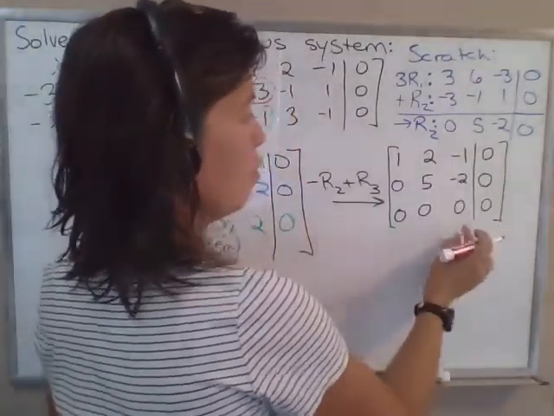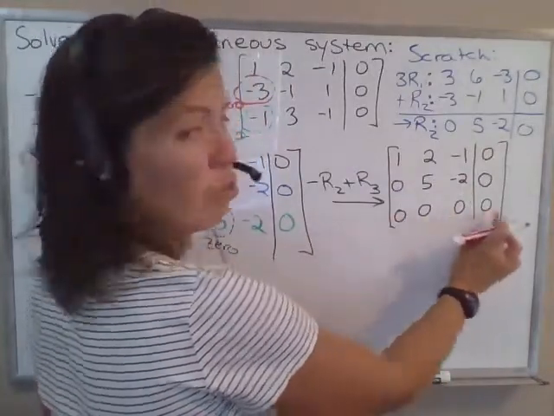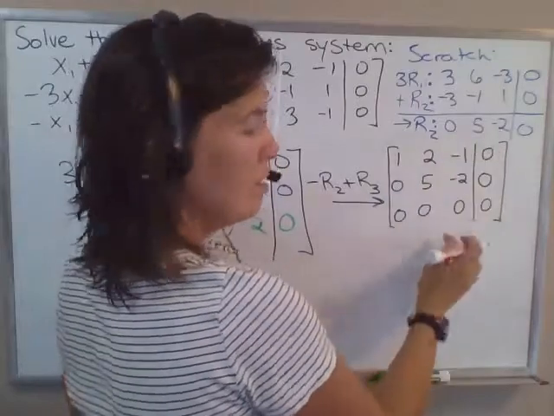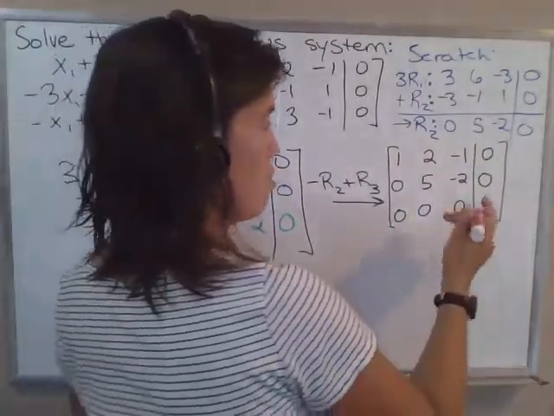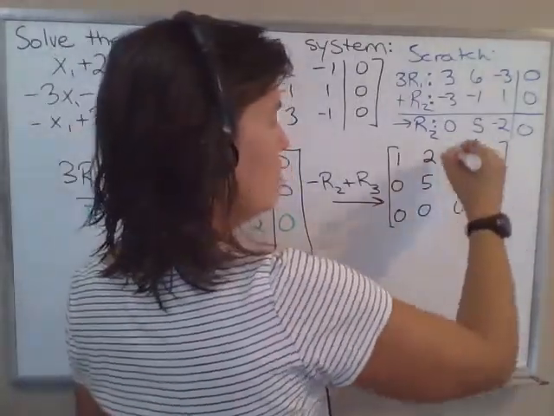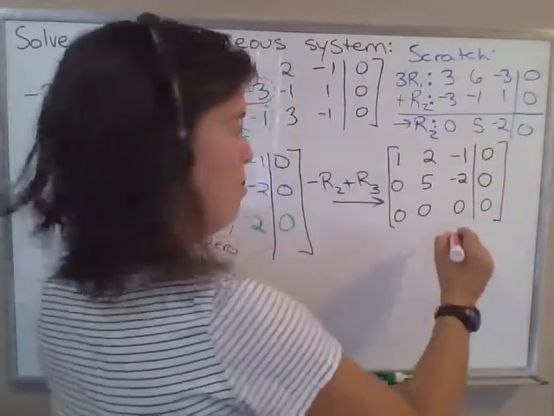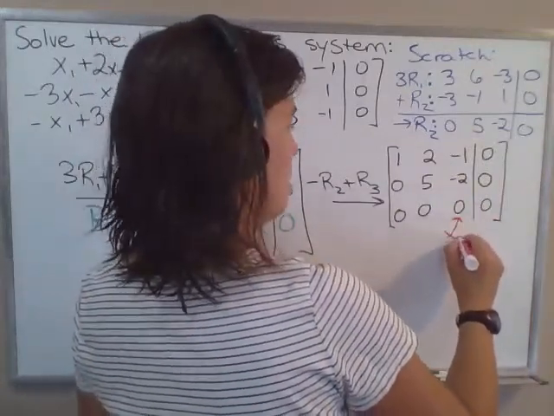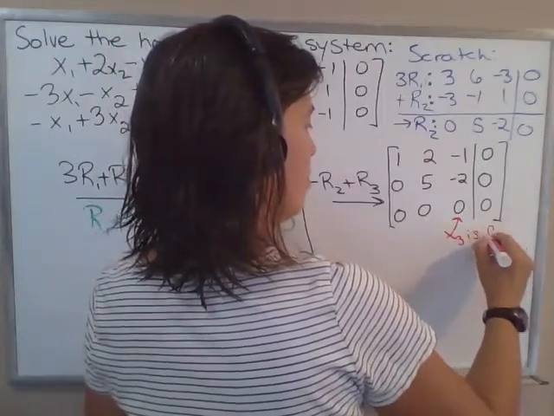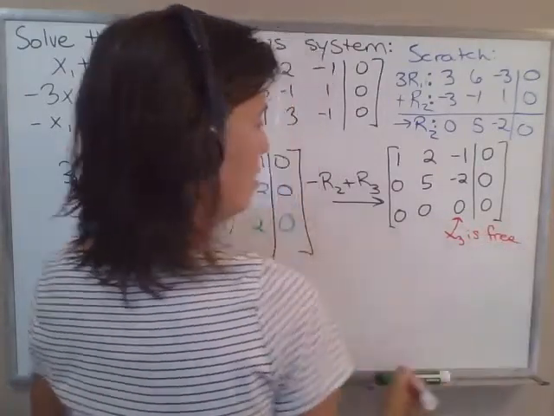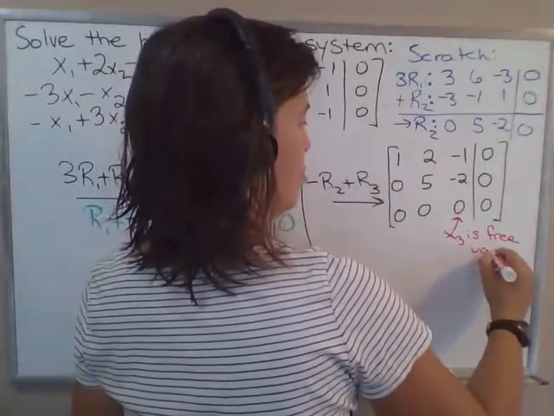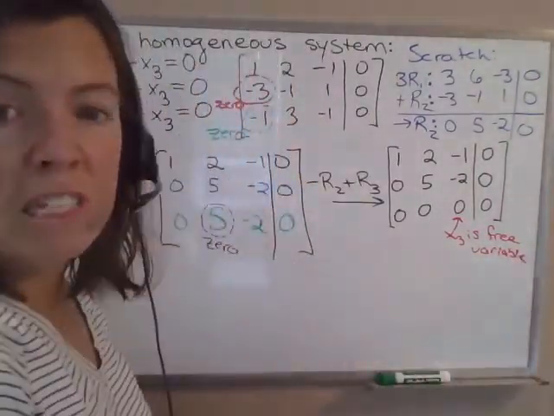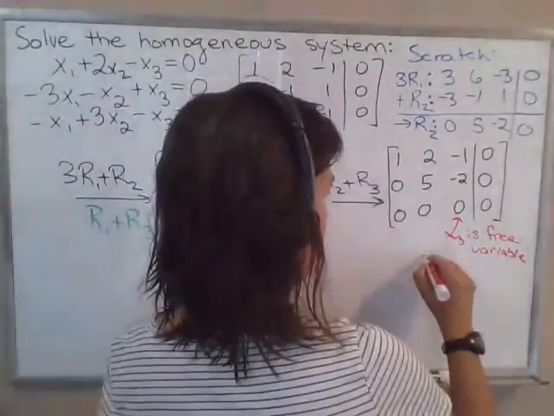there's a free variable. So because this third row zeroed out like that, that means we're not going to be able to get a pivot in column 3. So since you have one of these variable columns without a pivot, then we know that x3 is a free variable. So this thing has infinitely many solutions. It's a dependent system. I'll write that here as well.